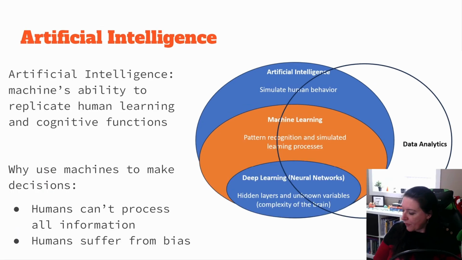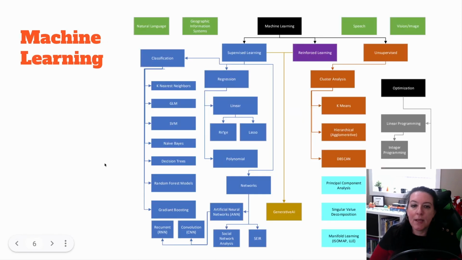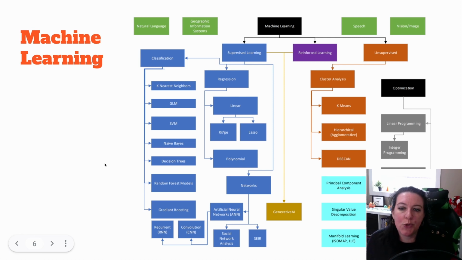Before we dive any further, let's look at what we mean by machine learning. So we can divide machine learning into supervised, unsupervised, and reinforced learning. So when we look at supervised learning, we're going to look at classification models like k-nearest neighbors, generalized linear models, support vector machines, naive Bayes, decision trees, random forests, and gradient boosting. There are other classification models, but we're just going to look at a handful of them.